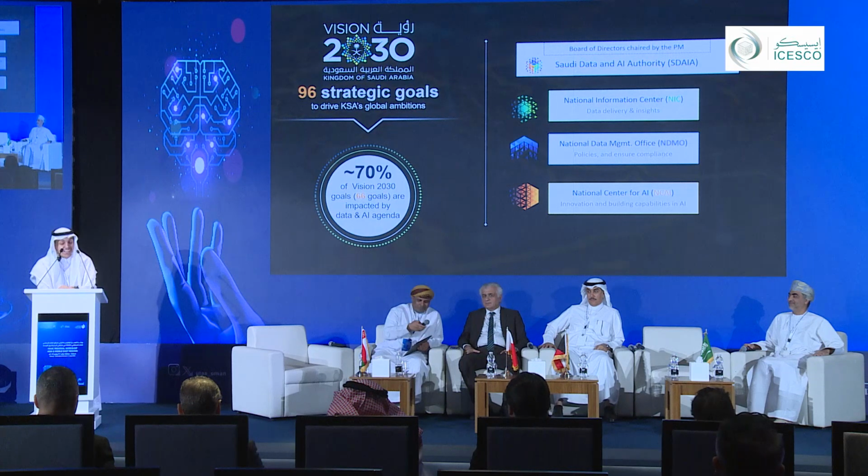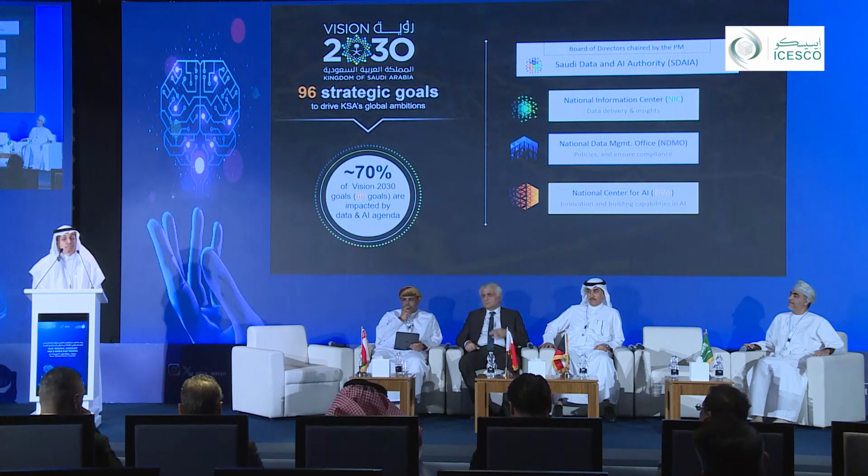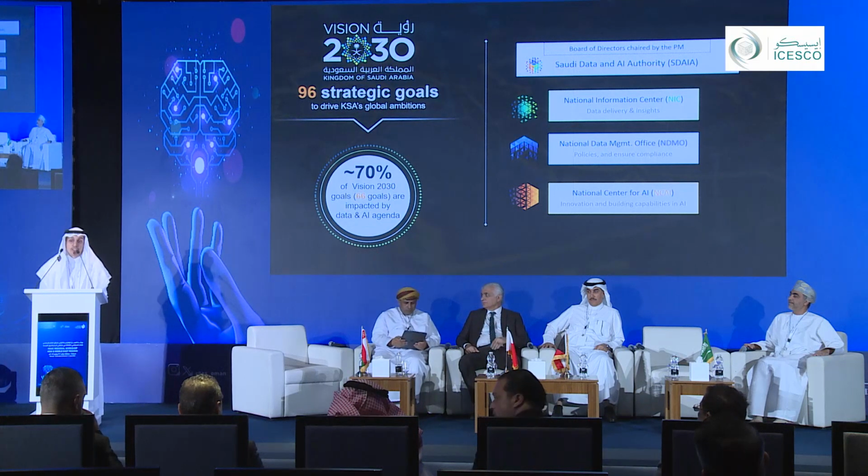Sorry for the interruption. The Kingdom of Saudi Arabia has an ambitious vision, Vision 2030, 96 strategic goals divided into various sectors. 70% of them are related to data and AI. So for this purpose, the Saudi Data and AI Authority was established in 2019 to help the kingdom become a data-driven economy. Supported by this vision, we have 3 executive arms: the National Information Center, which we consider is the technological arm of the kingdom.